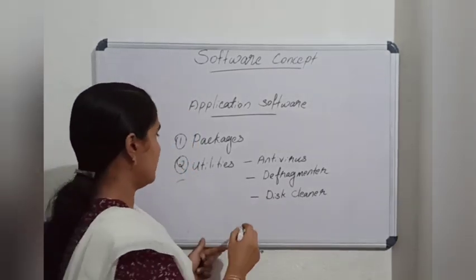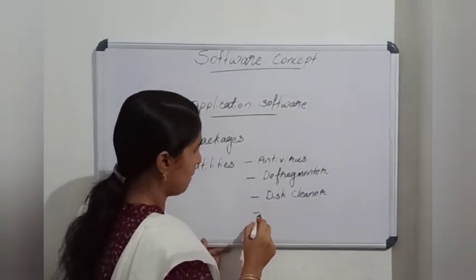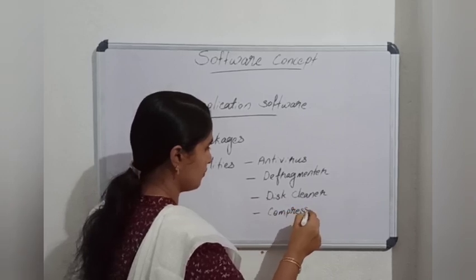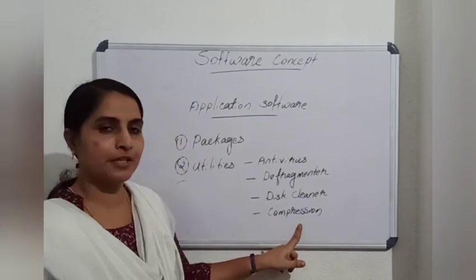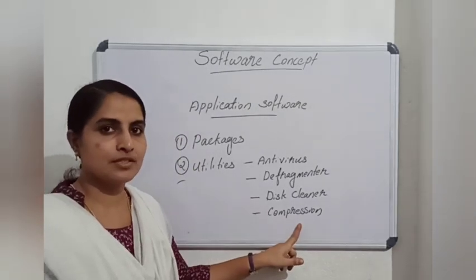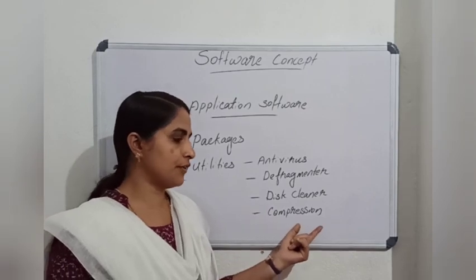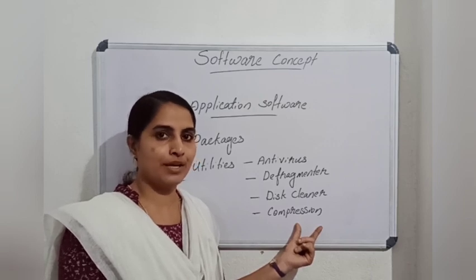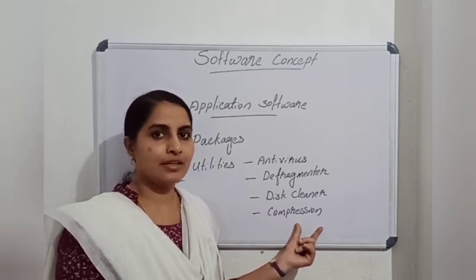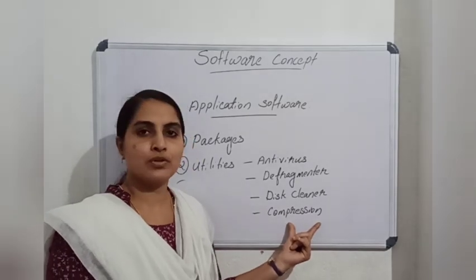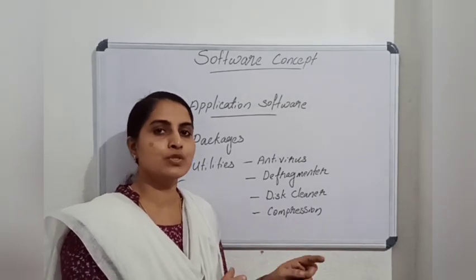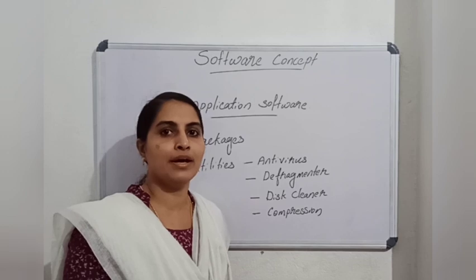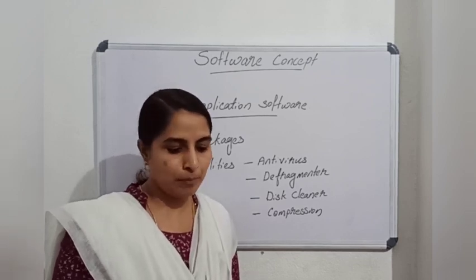Then another type of utility is compression. Compression means storing the data in a specific format which needs less storage space. When we are uploading files, normally we seek the help of some compression utilities or software. Then we can reduce the file size using compression. Then you can bring it back to the normal form by expanding it into the normal format.